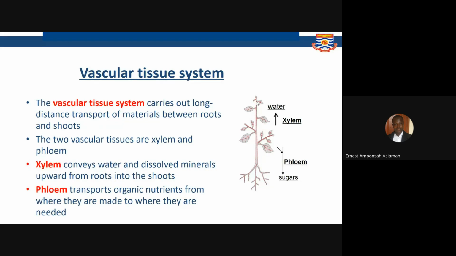system. So the stems and the leaves will receive the water and the dissolved minerals. Then we have phloem. Phloem is also a vascular tissue, but it transports food. That is, it transports organic nutrients from where they are made, mostly in the leaves. Then they are transported to the shoot and also the root.